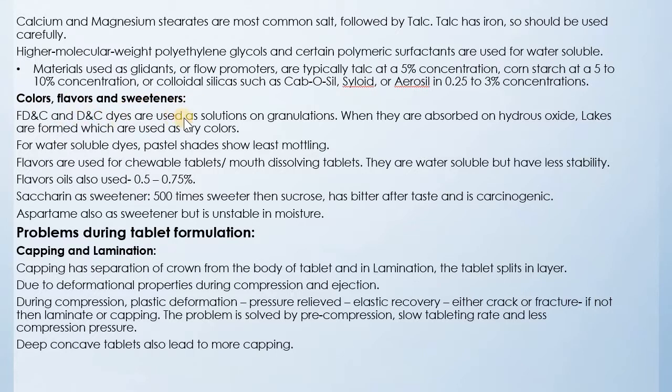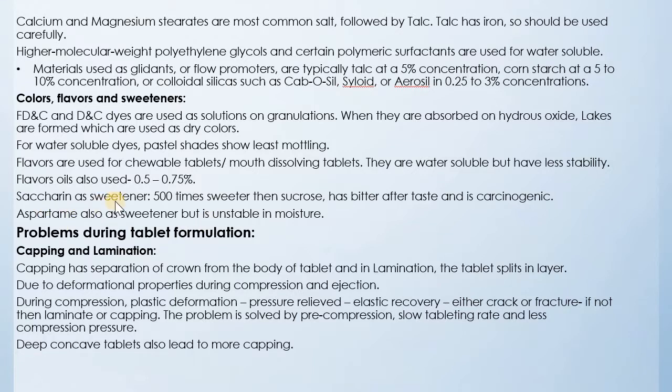FD&C and D&C dyes are used as solutions on granulations. When they are adsorbed on hydrous oxide, lakes are formed which are used as dry colors. Means dyes when adsorbed on the hydrous oxide give lakes. For water-soluble dyes, pastel colors show least mottling. Flavors are also used for chewable tablets or mouth-dissolving tablets. They are water-soluble but have less stability. Flavor oils are used in 0.5 to 0.75% concentration.